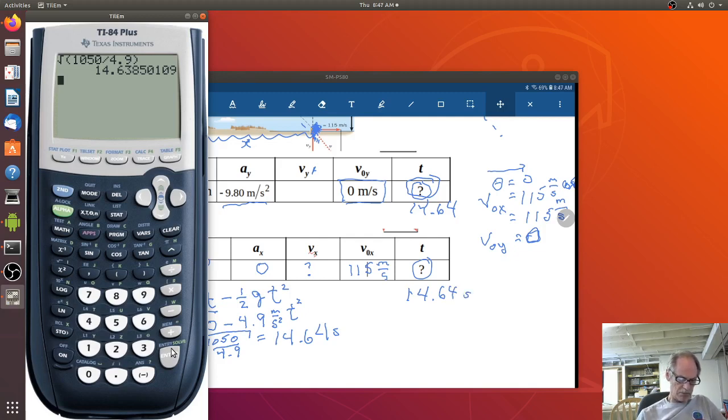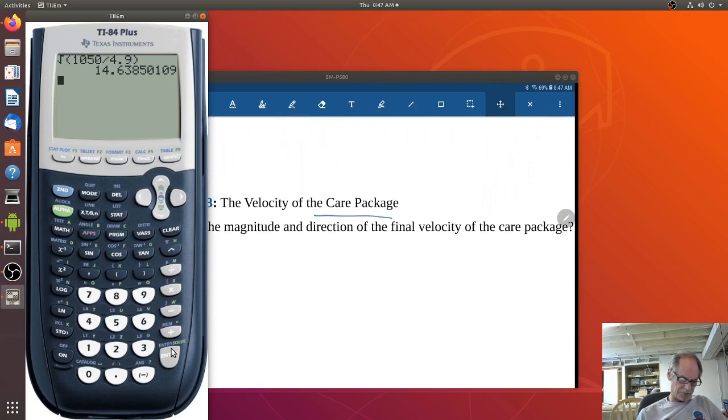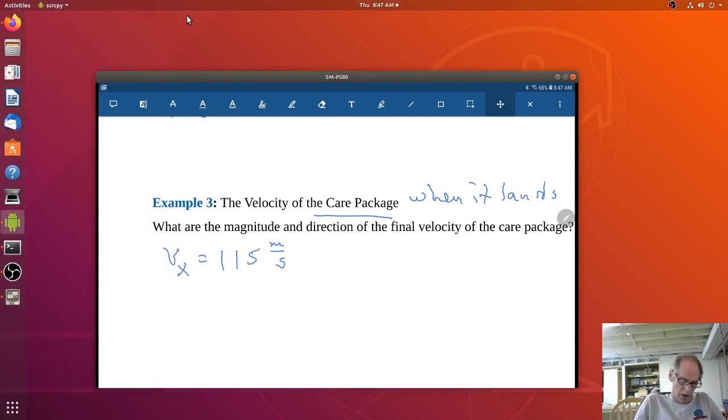Okay, I think that was part A. The velocity of the care package, this is not stated very well. They mean, what's the velocity when it lands? Well, its velocity in the x direction, I know that right off the top of my head. It's 115 meters per second because the velocity in the x direction never changes until it hits the ground. And the velocity in the y direction, I'm going to use the v equals v0 plus a t equation. That's an initial velocity in the y direction plus the acceleration in the y direction times the time. Well, the acceleration in the y direction is negative g. So this equation for projectile motion is usually written like this: v sub y equals the initial velocity in the y direction minus 9.8 times t.